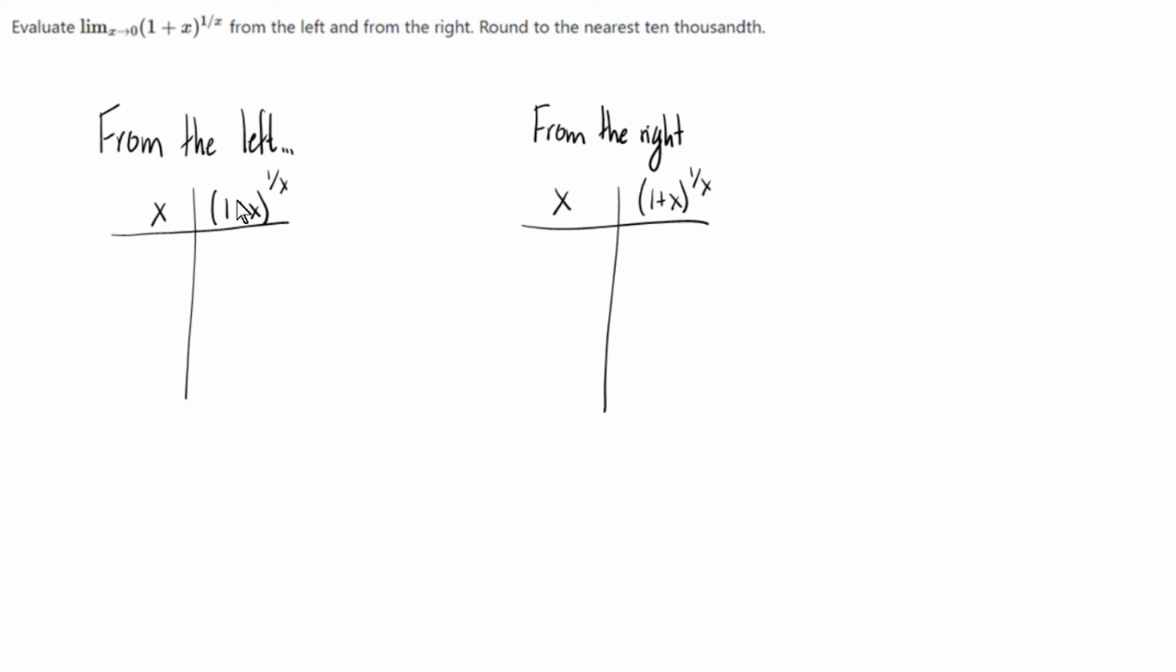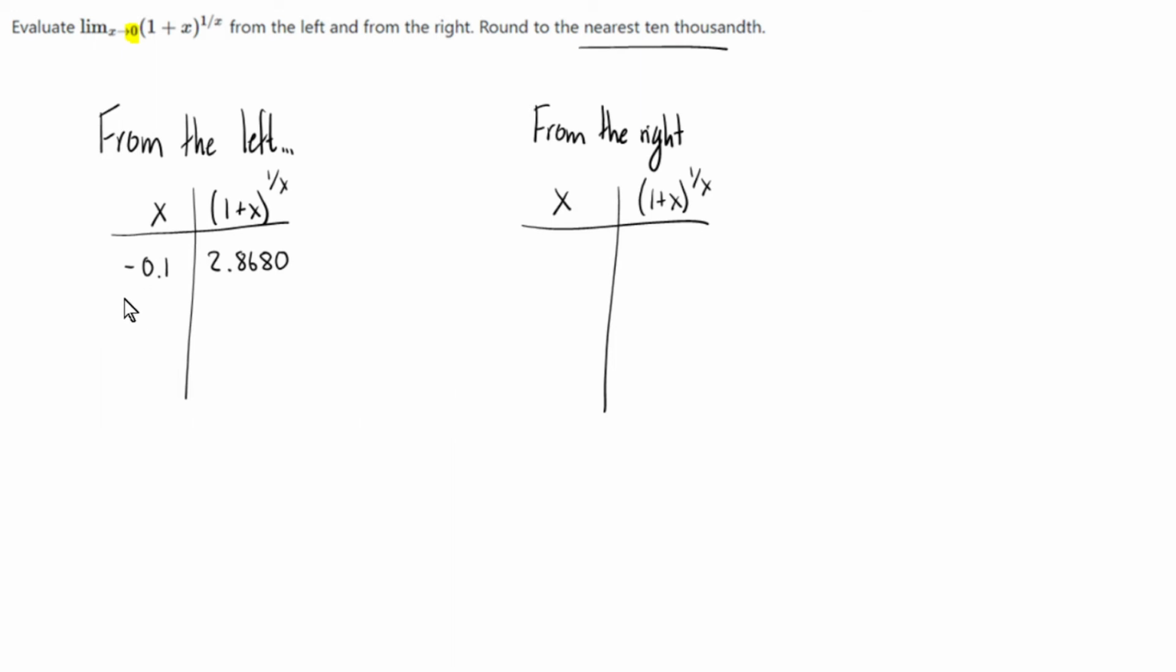As we're approaching from the left, we're going to choose values for x that are just a little bit smaller than 0, right? We're going to be approaching 0 from the left, from the negative side. So we can start here, for example, by choosing negative 0.1. If you evaluate that, you're going to get 2 point, and they want the nearest 10,000th. So that's going to be 4 decimals. 2.8680.